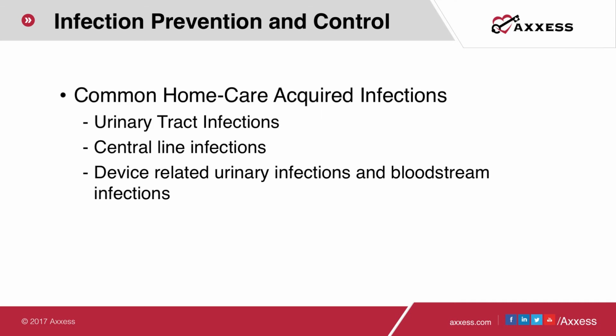And so your infection control nurse needs to know the difference between a home care acquired infection versus community acquired or hospital acquired and so on. Those are some terminologies that are thrown around in infection control practice. And certainly if the person keeping up with your infection control surveillance records doesn't understand infection control, that might not be the best for your agency's outcomes. But the kinds of common home care acquired infections are things like urinary tract infections or central line infections or device-related urinary infections or bloodstream infections. Those are things that we commonly see in home health.